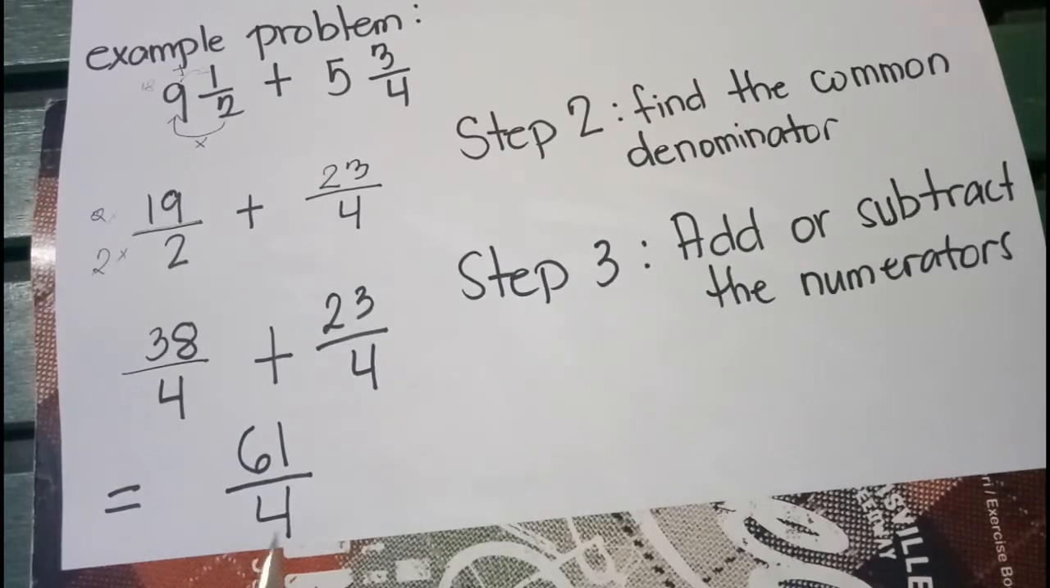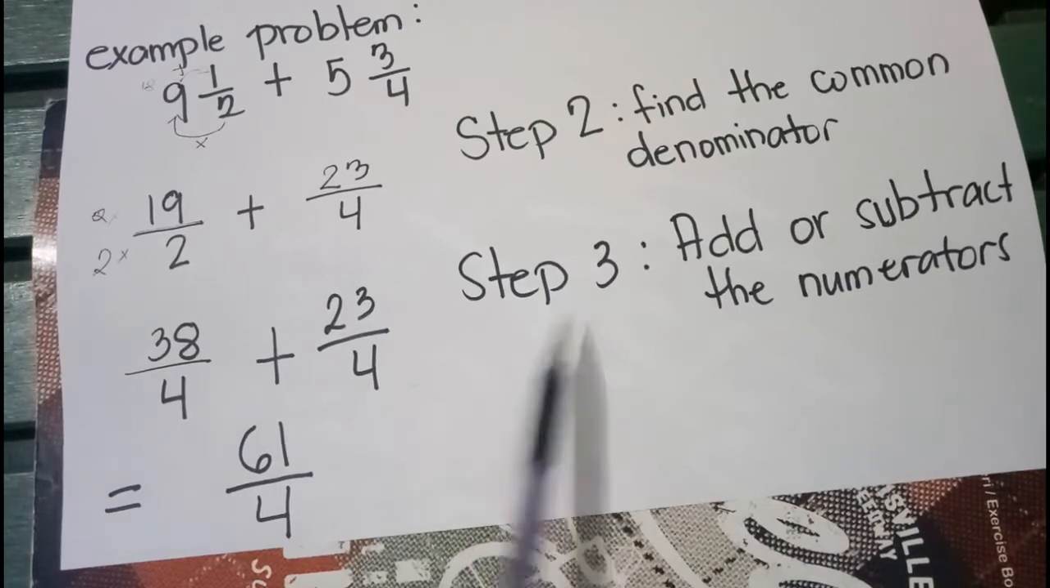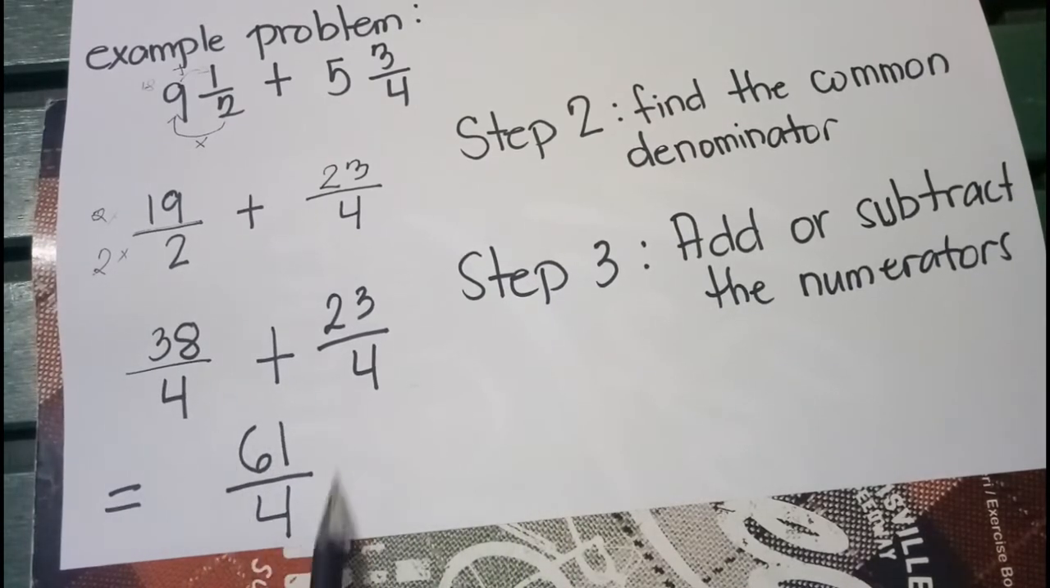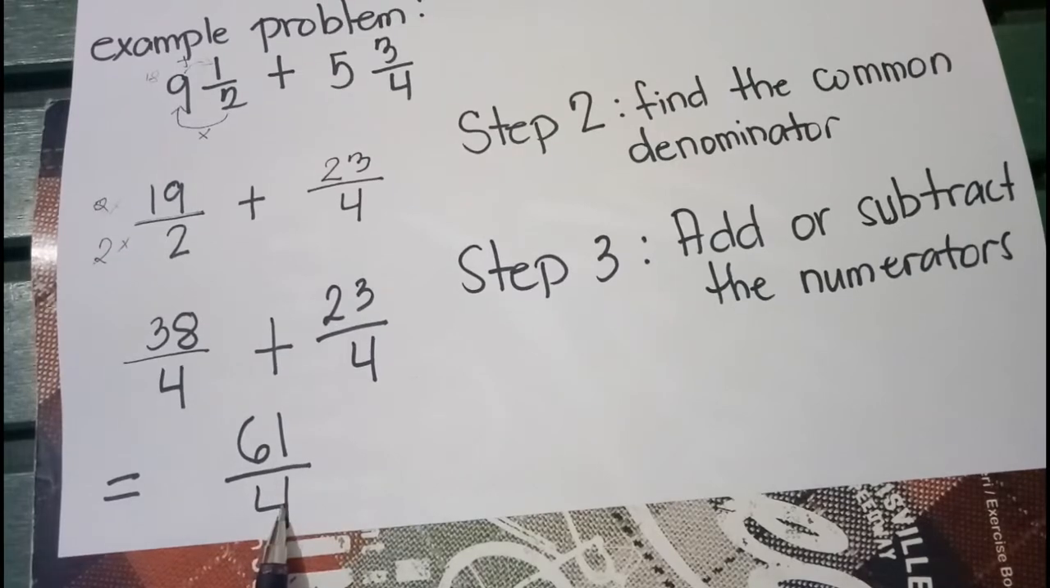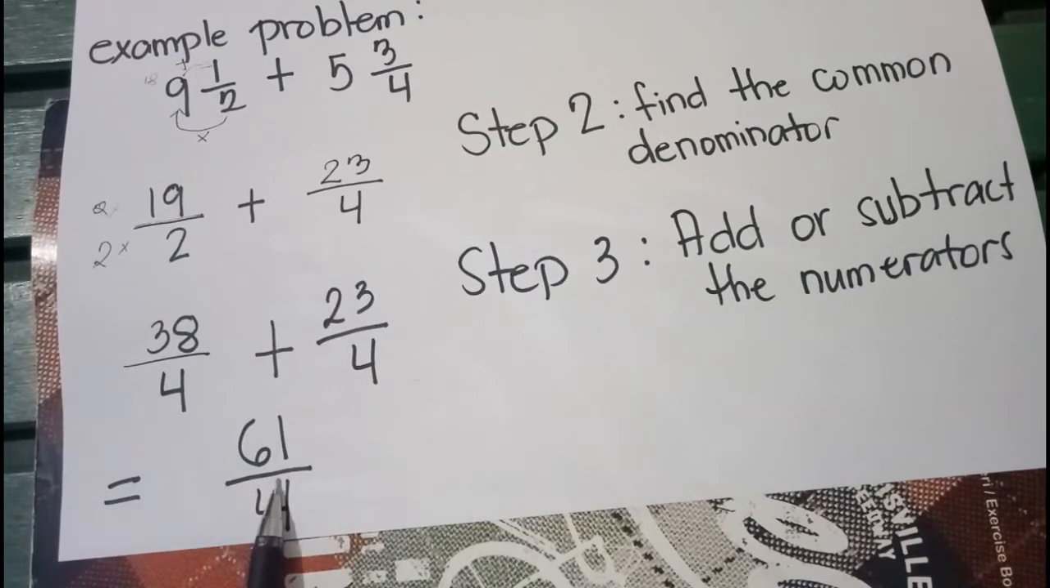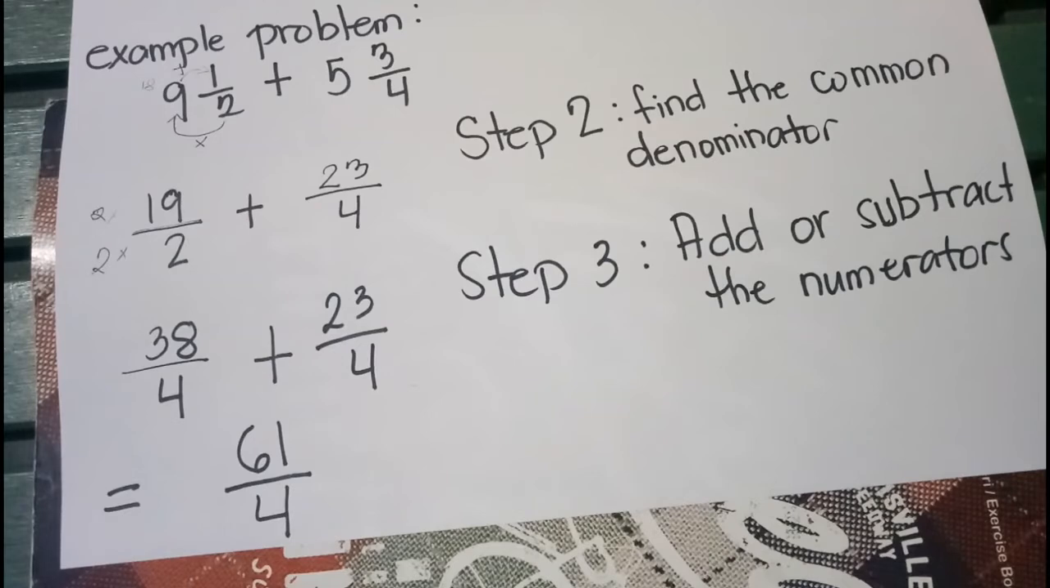However, it's not the final answer yet, because we still have step 4. Again, remember, when you have the answer in step 3, always check if you have to simplify your answer. In this case, we do not have to simplify, because there's no same number that can divide both of them. So we will use this fraction for our step 4.